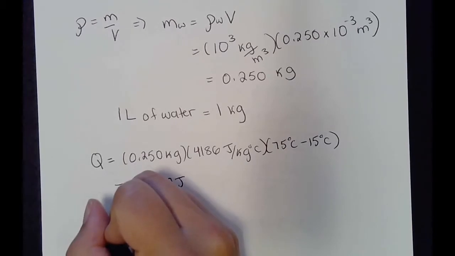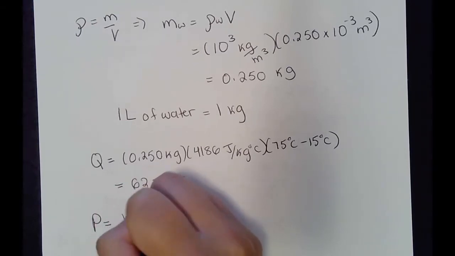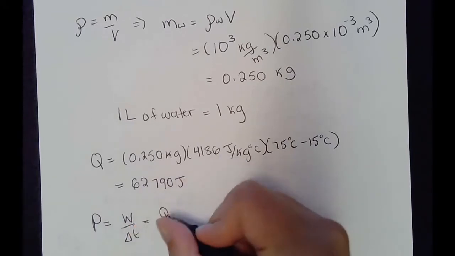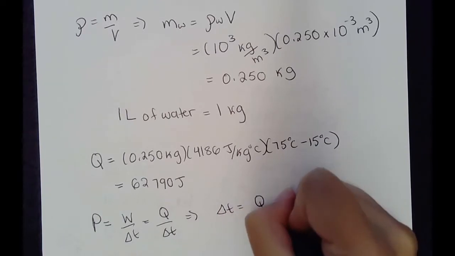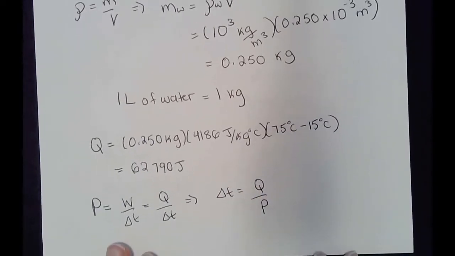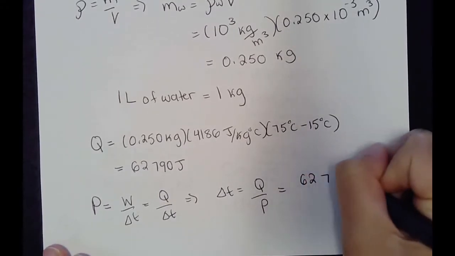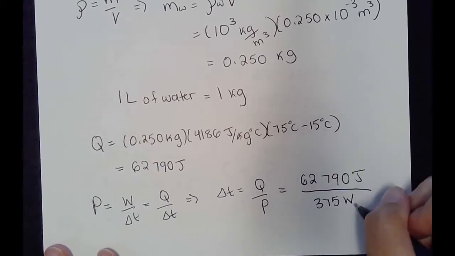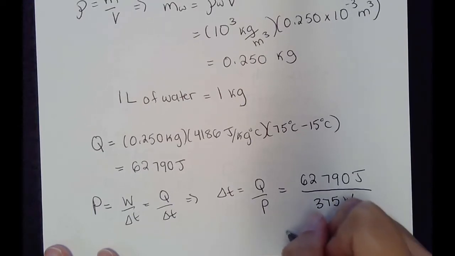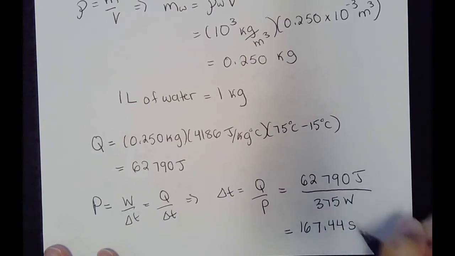And the question was, how long does it take? So we're going to use the power, which was 375 watts. And power is the work done per unit time, which in this case is the heat transfer per unit time. So we have delta t equals Q over P. So this will be 62,790 joules divided by 375 watts, which is joules per second. And this gives 167.44 seconds.